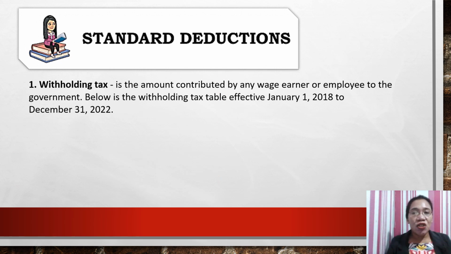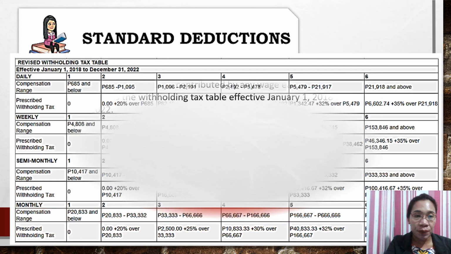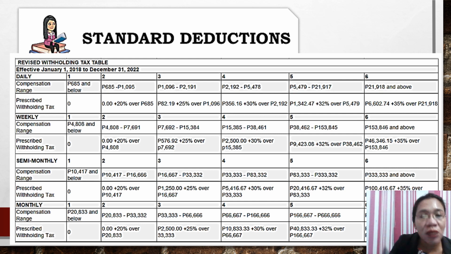Okay, standard deductions. So after we identify the taxable and non-taxable benefits, let us now enumerate the different standard deductions in the payslip. The following are some standard deductions of a wage earner. Number 1 is withholding tax. Withholding tax is the amount contributed by any wage earner or employee to the government. Below is the withholding tax table effective January 1, 2018 to December 31, 2022. So this is the revised withholding tax table.